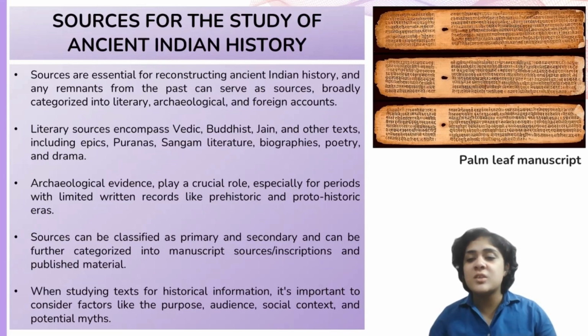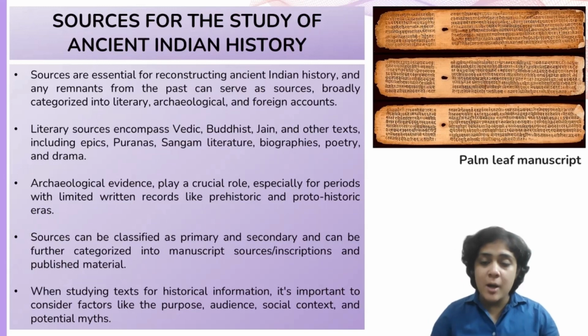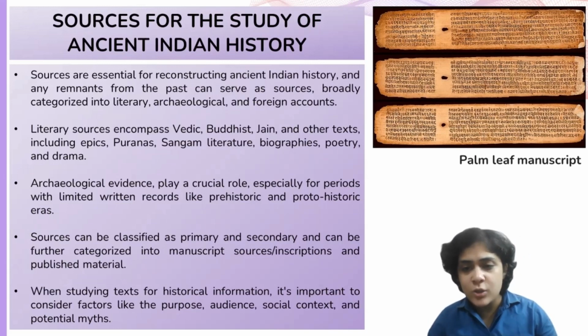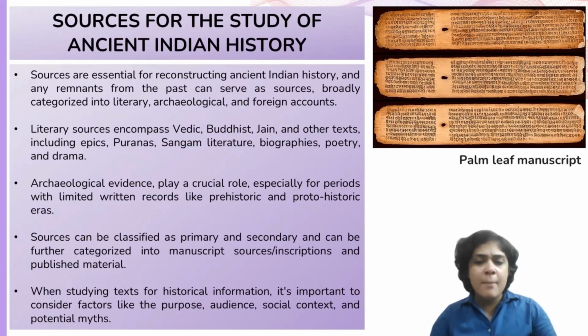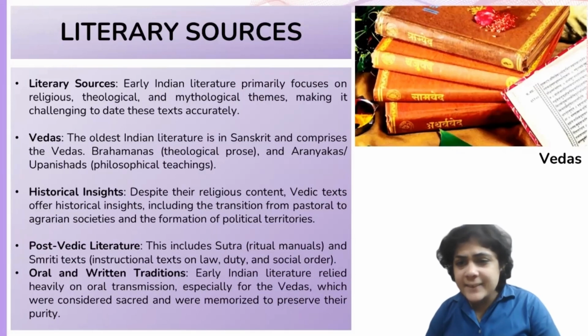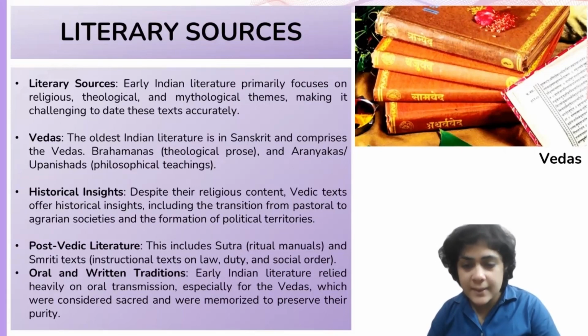Many Indian religious texts contain myths that could provide historical insights but require cautious interpretation. Critical editions of texts like Mahabharata and Ramayana have been created to identify their original core by analyzing various manuscripts and interpolations. The earliest known literature originating from the Indian subcontinent is composed in Sanskrit.